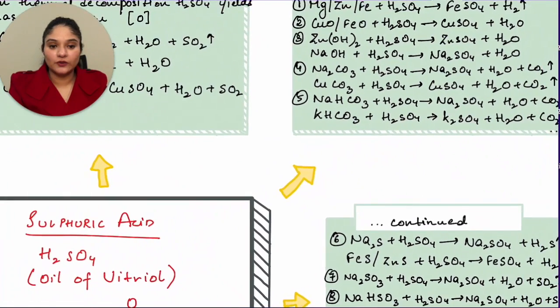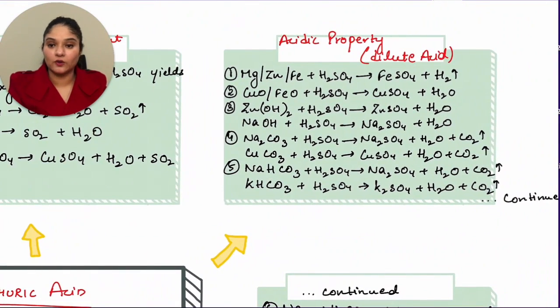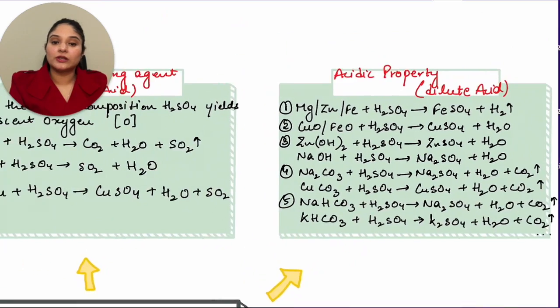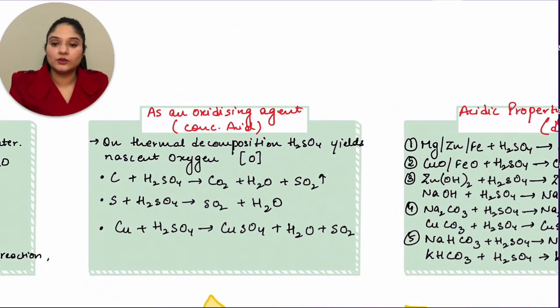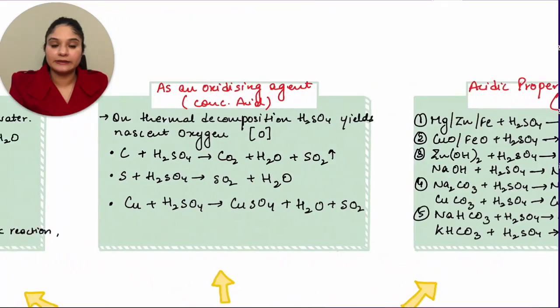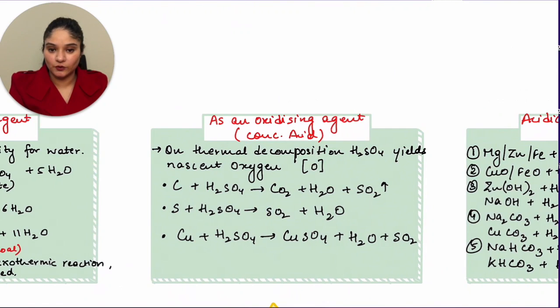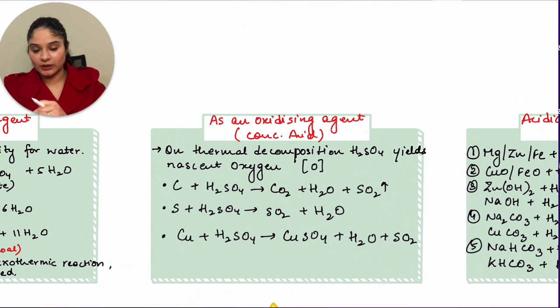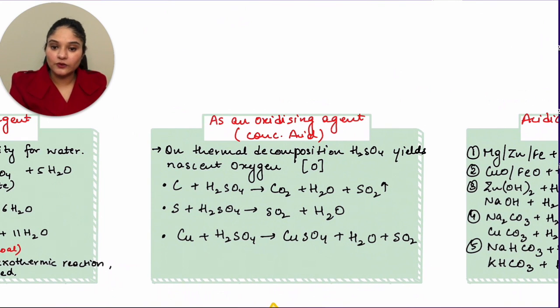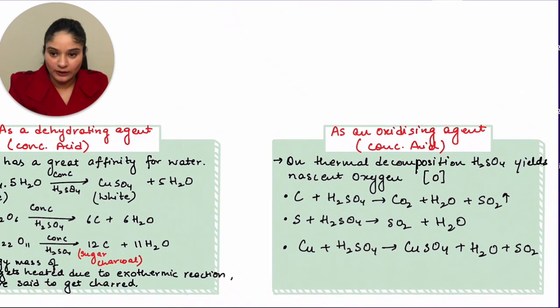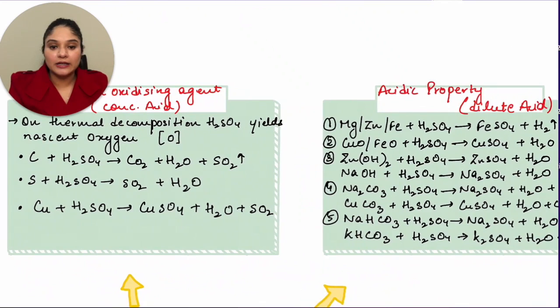So the first property is the acidic property of dilute acid. For sulfuric acid, you go through 2 types of properties. One is dilute acid properties and another is concentrated sulfuric acid properties. If they ask you a question, that is, what is the difference between concentrated sulfuric acid and dilute sulfuric acid, you can mention these properties in that as well. So let's get started with the dilute acidic property.